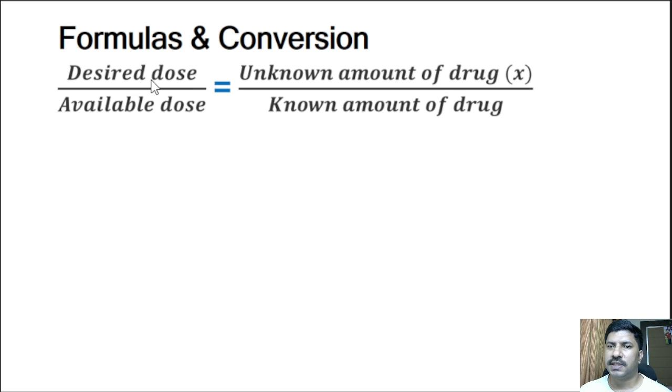Desired dose, that is 750 mg we need to give. In that case, how many tablets do we need to give? That is the unknown amount of drug. Either it will be a number of tablets or milliliters of drug. In any way it will come, so that is the unknown amount of drug.